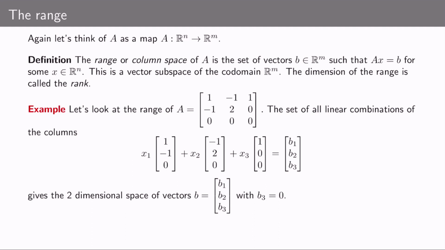This is a vector subspace of the codomain Rm, and so therefore I can again talk about its dimension. And the dimension of the range is called the rank. It's always good to do an example. So let's look at the range of this matrix A right here.